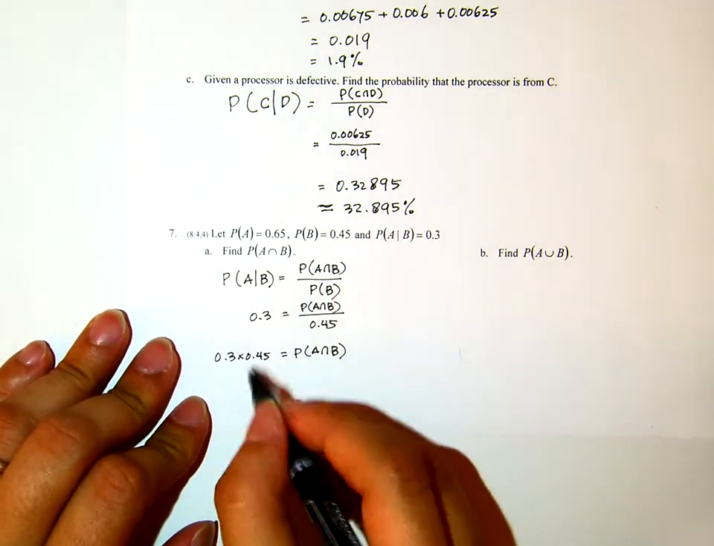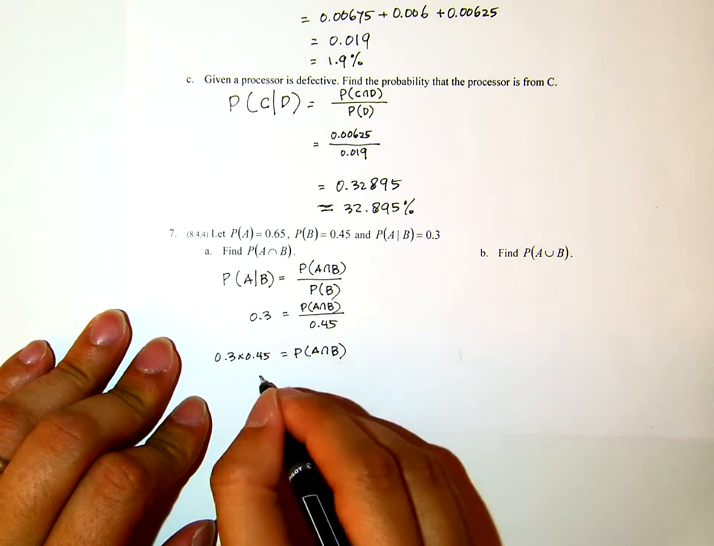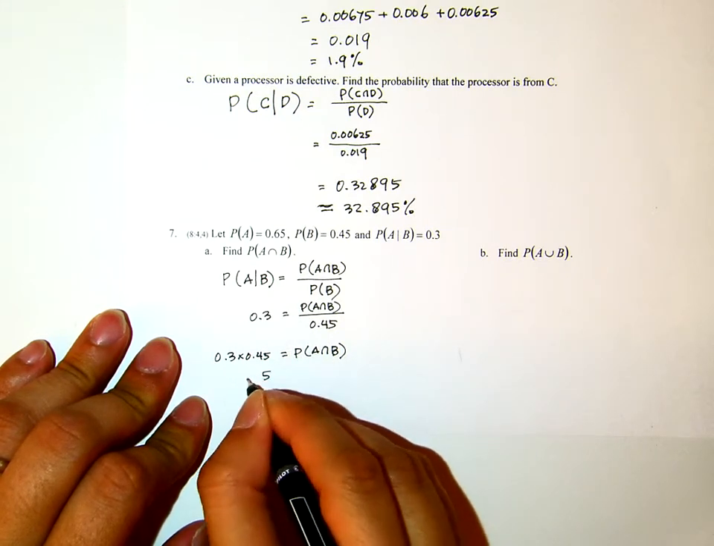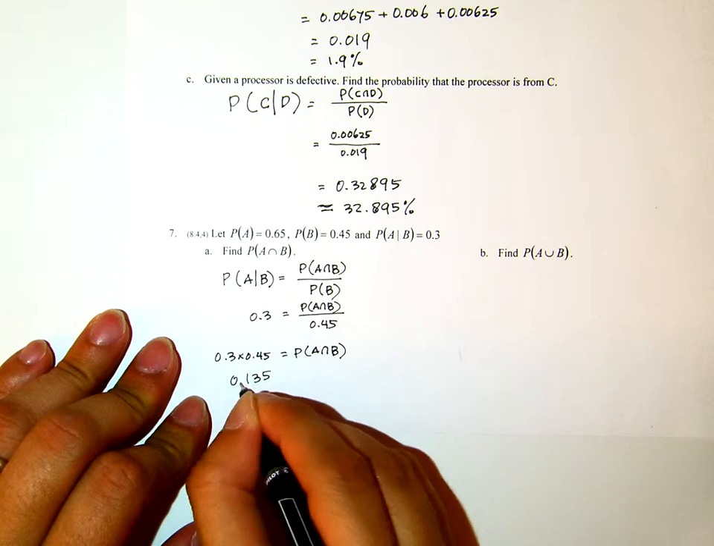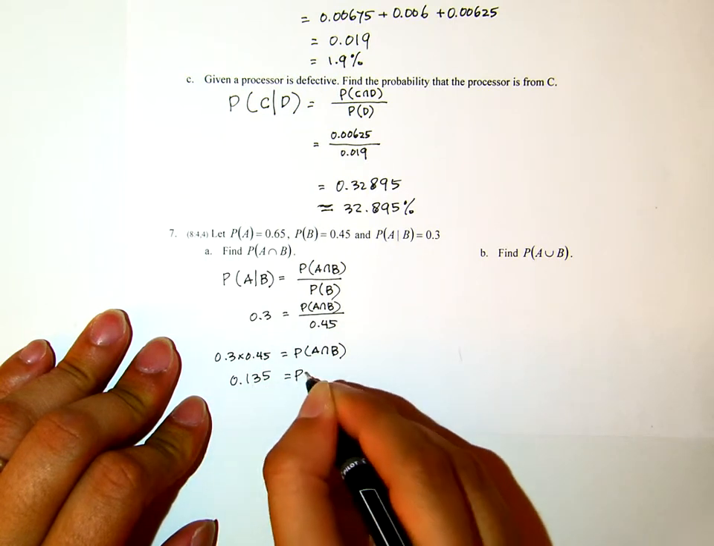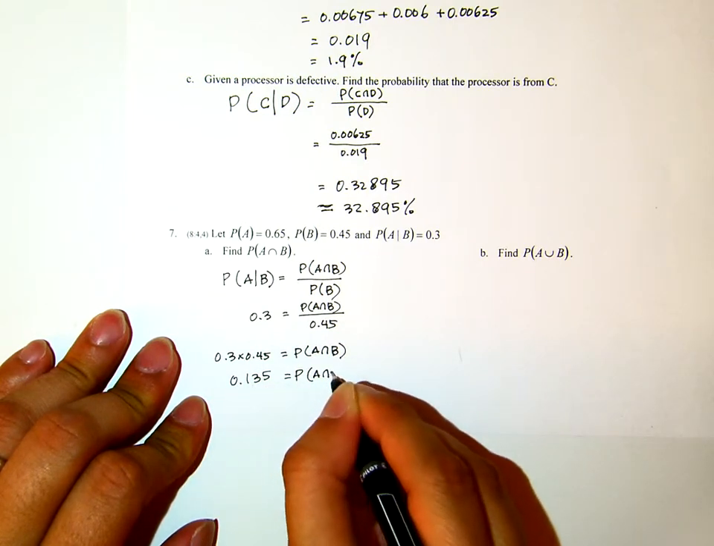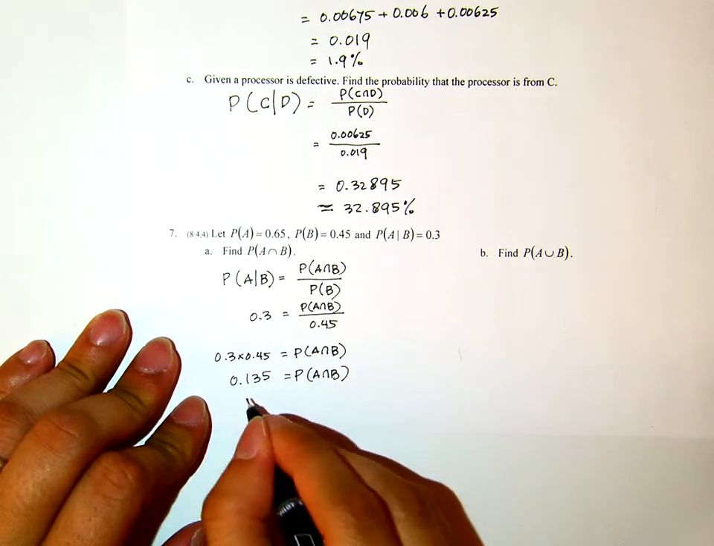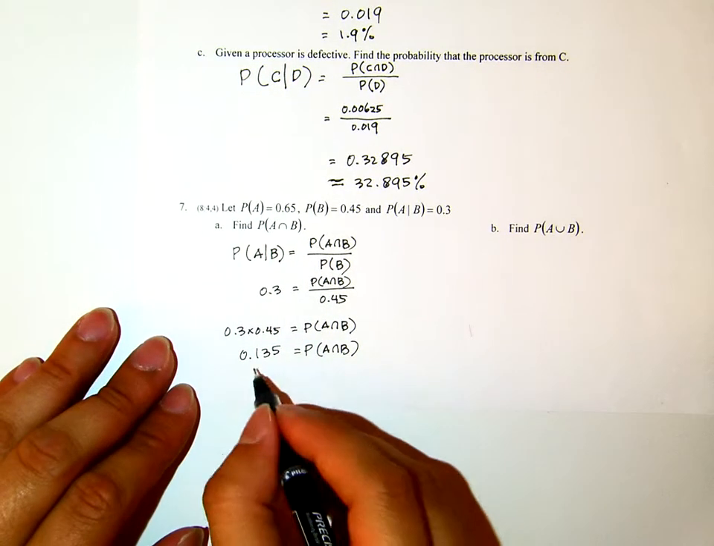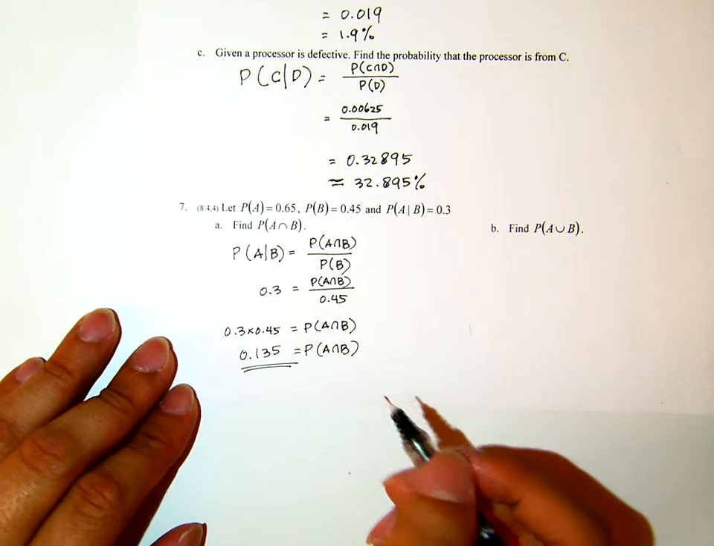Now when you multiply that, 45 times 3, 15, 135, 3 decimal places. Of course, you can use a calculator for that. Okay, so the probability of A intersect B is 0.135.